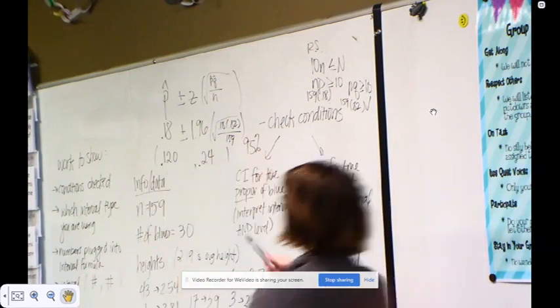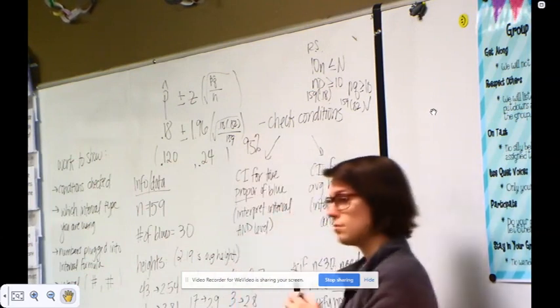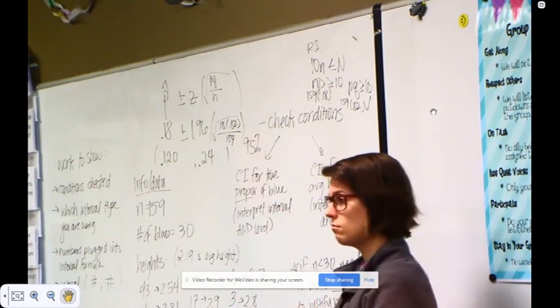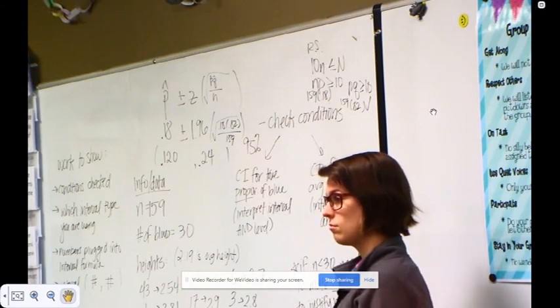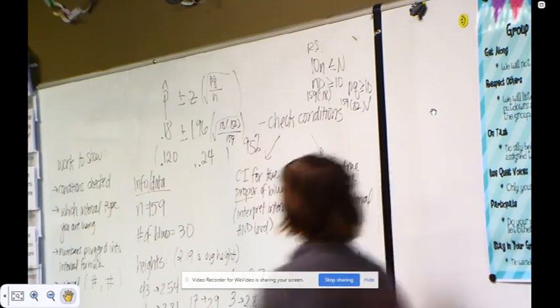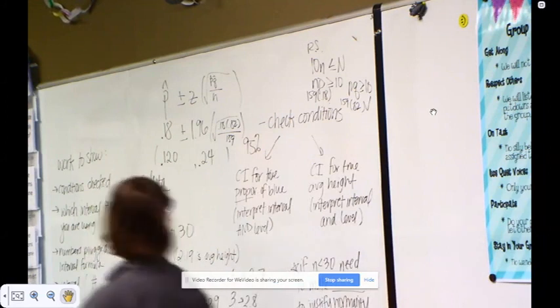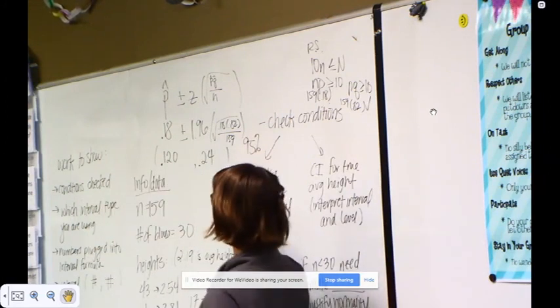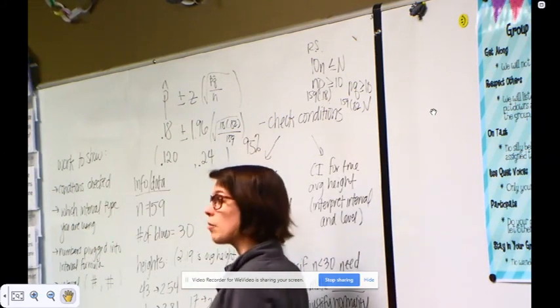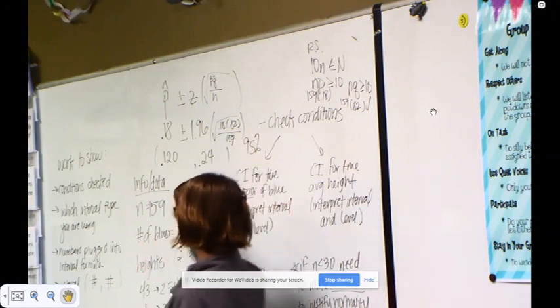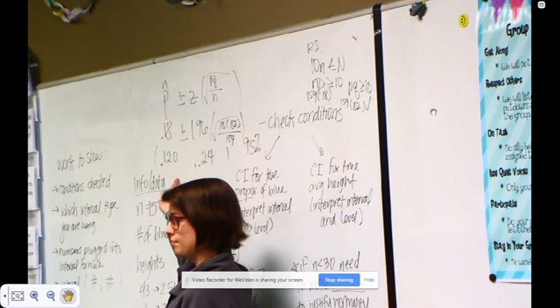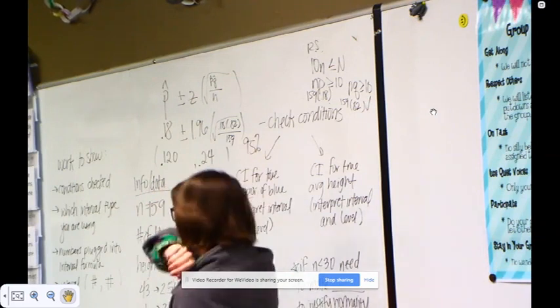So how do I interpret this interval? We are 95% certain that the true proportion of blue Sour Patch Kids is in between 0.120 and 0.240.